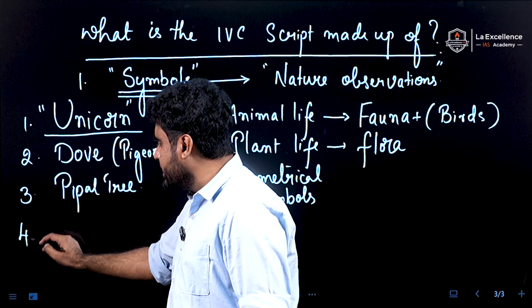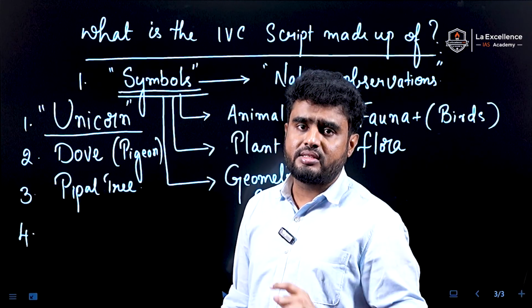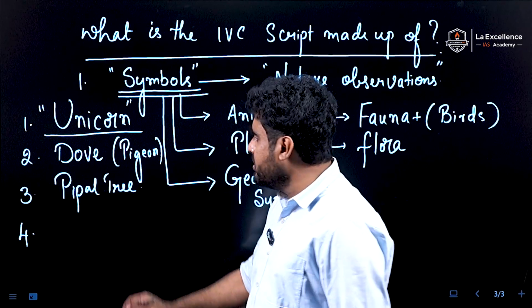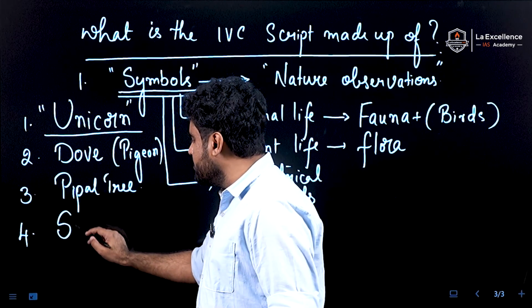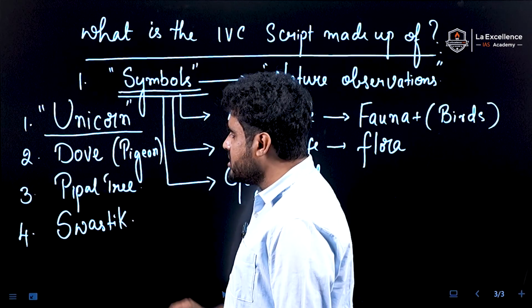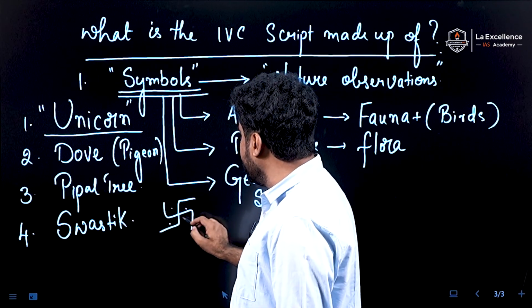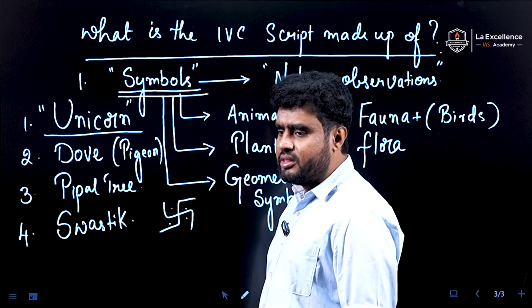Next, the fourth one: which is the most frequently depicted geometrical symbol in the IVC script? The answer is the swastik symbol. You must all be knowing the swastik symbol. It is also an important symbol in Hindu mythology, and even in the Hindu religion.